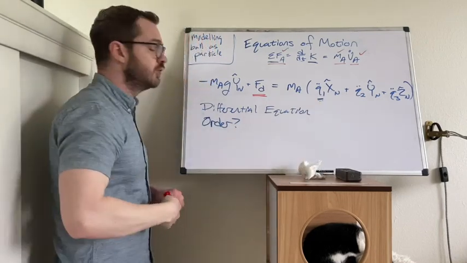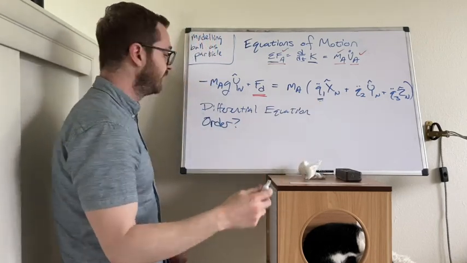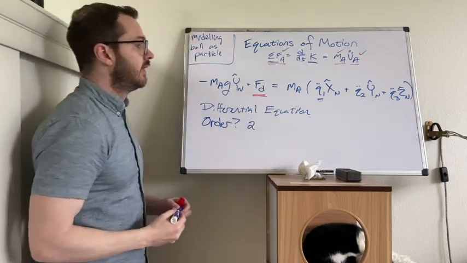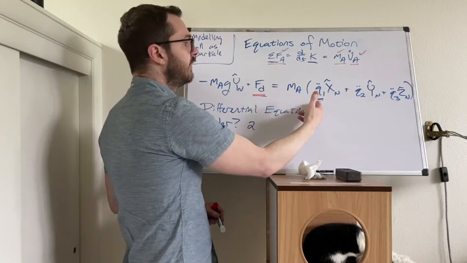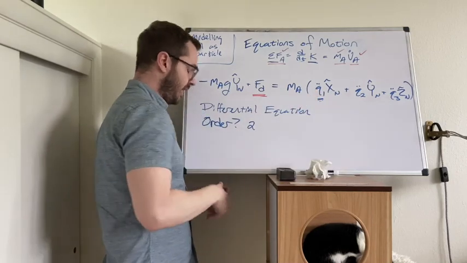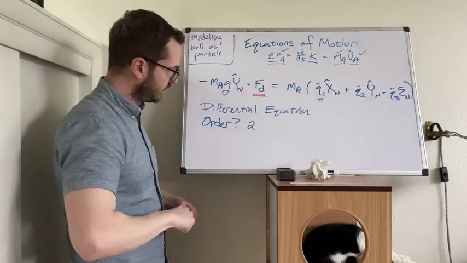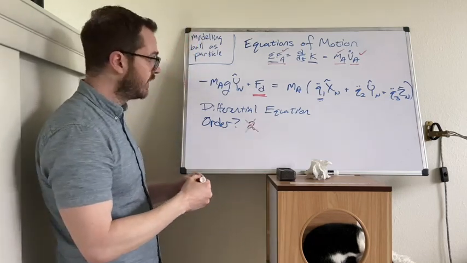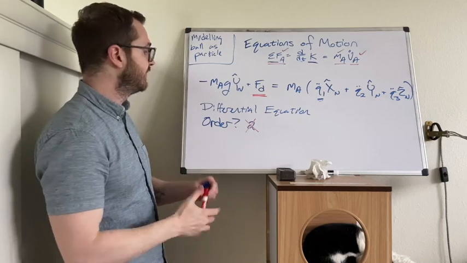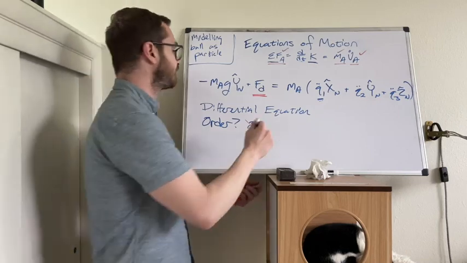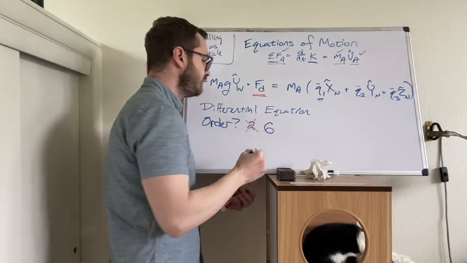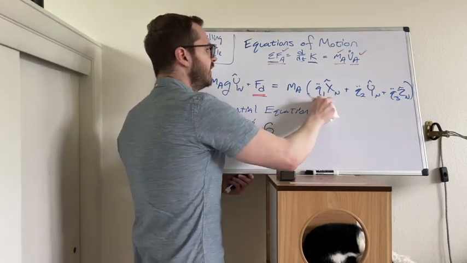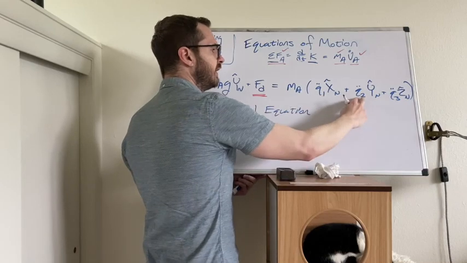Now, you might be inclined to answer this with a 2 because there's 2 dots. I'm going to say you're on the right path, but that is not the correct answer. The correct answer for this equation is actually 6. And here's why it's 6. It's Q1 double dot and Q2 and Q3.